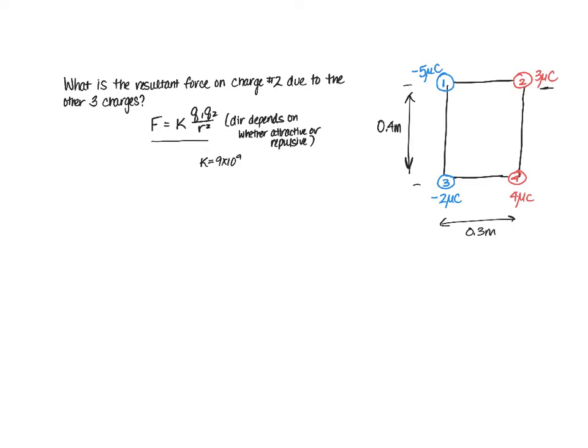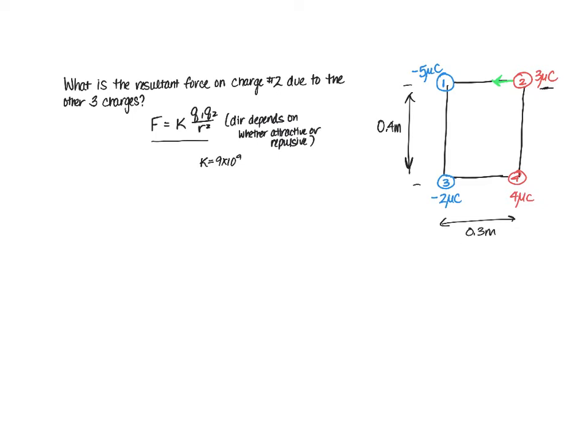So I'm going to try to use a unique color for the force. Let's go through all 3 of the charges and how they would exert a force on charge number 2, which has a charge of 3 microcoulombs and it's positive. First, charge number 1 is negative. It has a charge of minus 5 microcoulombs. And so it is going to attract charge number 2.